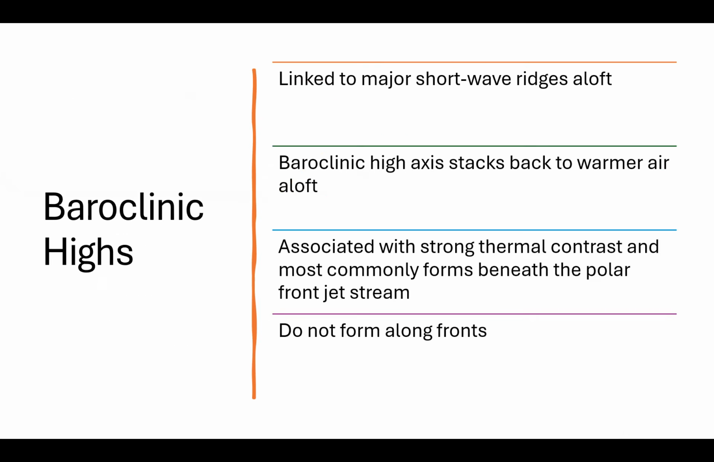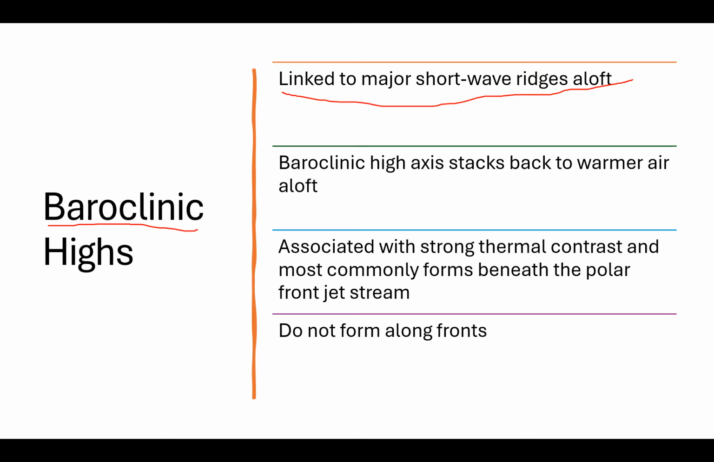Baroclinic highs, on the other hand, now these represent our changeable weather across the mid latitudes. Baroclinic highs are linked to major shortwave ridges aloft. So baroclinic to me means two things. Number one, it means we have some sort of temperature change or temperature advection. And number two, it means that we have some sort of connection from the surface all the way up to the upper levels of the atmosphere.